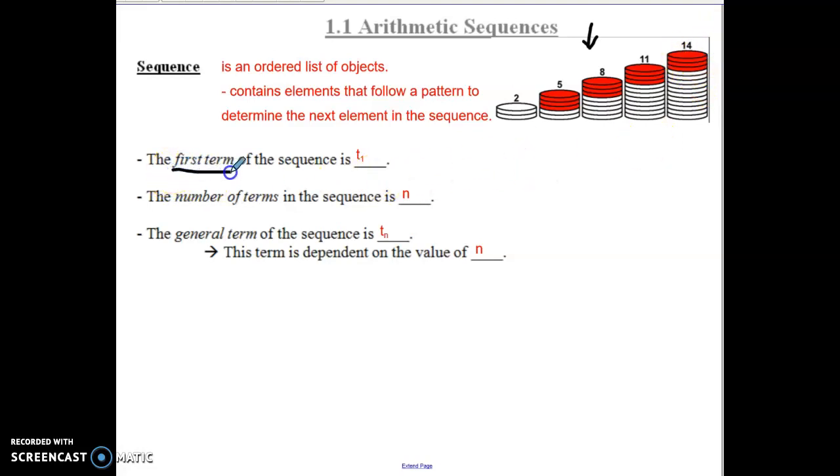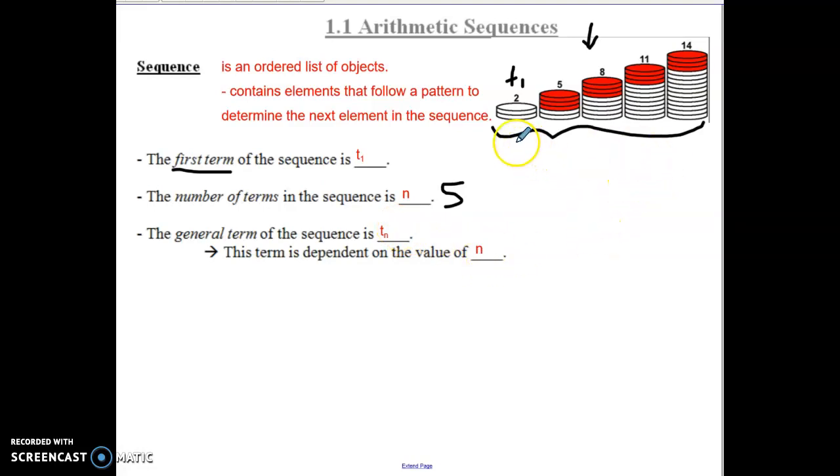We call the first term T1. So in this case, T1 would be 2, because we start at 2. The number of terms in the sequence is n. So in this example, n is 5, because there are 5 terms in this sequence. The general term is Tn. That's kind of like our formula, and our formula depends on the value of n.